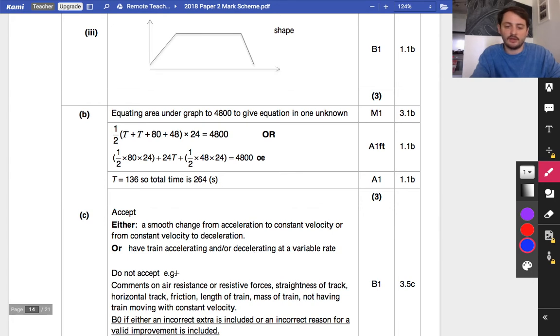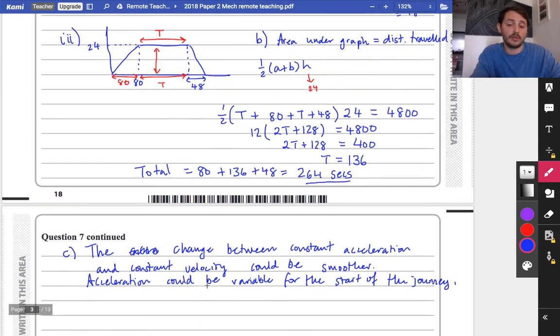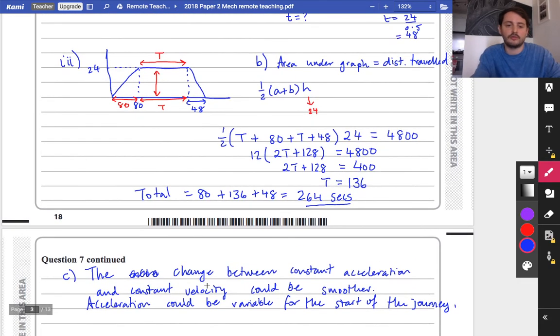Notice here you can't say anything about air resistance or resistive forces or the straightness of the track or anything. They only want to hear things about the smooth change from the acceleration. So we've said here the change between the constant acceleration and constant velocity could be smoother, or could be smooth, I suppose. So that's those ones we've got so far.